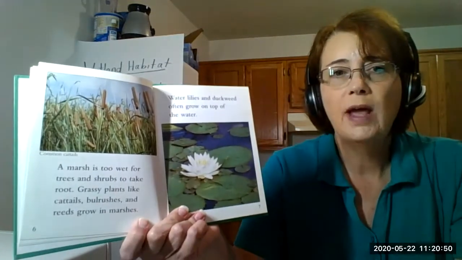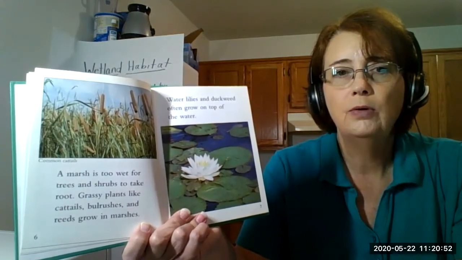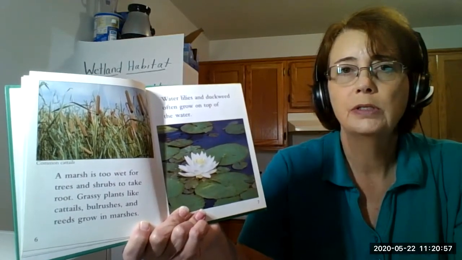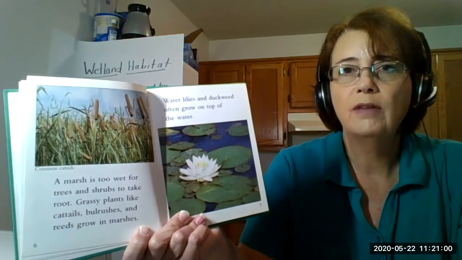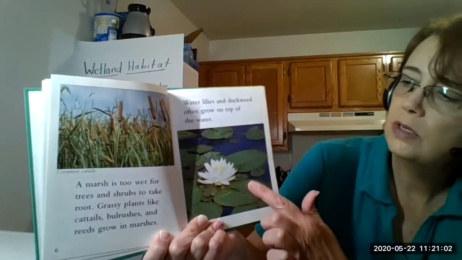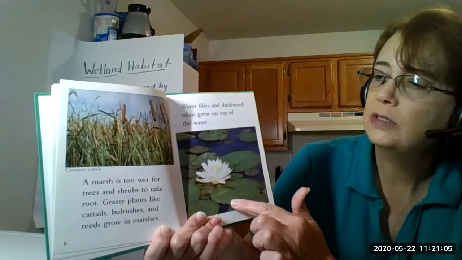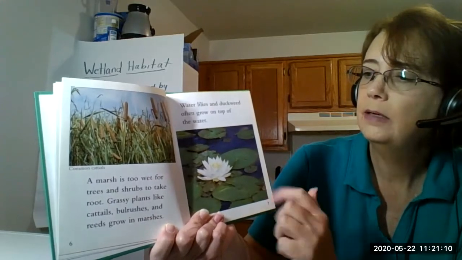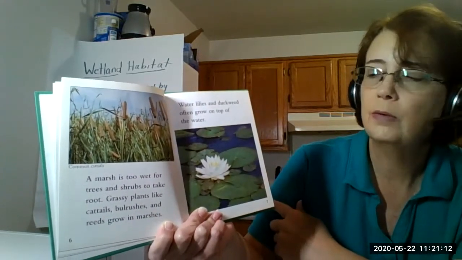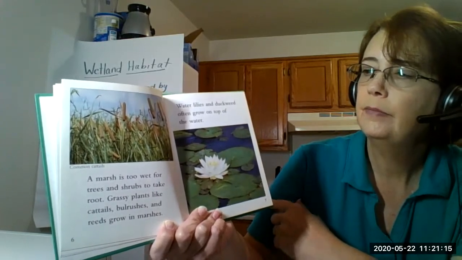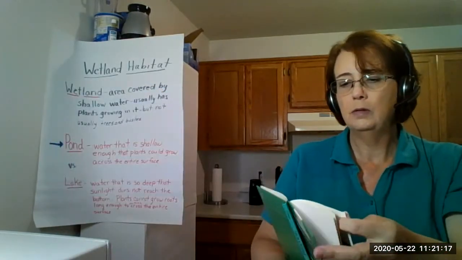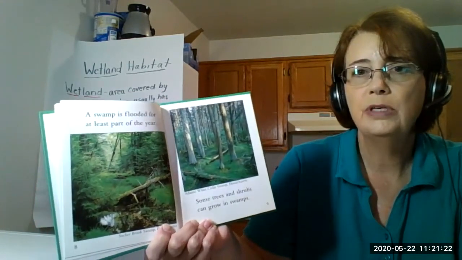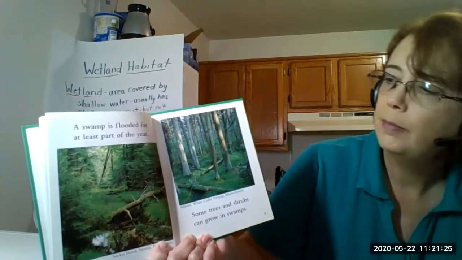A marsh is too wet for trees and shrubs to take root. Grassy plants like cattails, bulrushes, and reeds grow in marshes. Water lilies and duckweed often grow on top of the water. So this is what you'll sometimes see small animals and insects on. In a lot of books, we'll see a frog sitting on a lily pad. And they do have these flowers that will blossom on the lily pads. A swamp is flooded for at least part of the year. Some trees and shrubs can grow in a swamp.